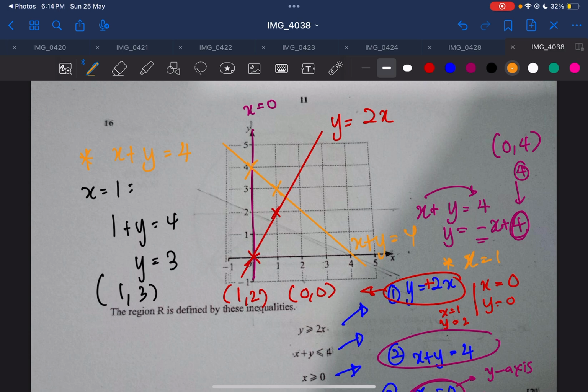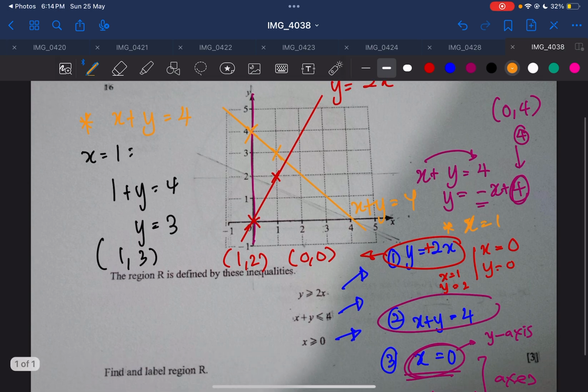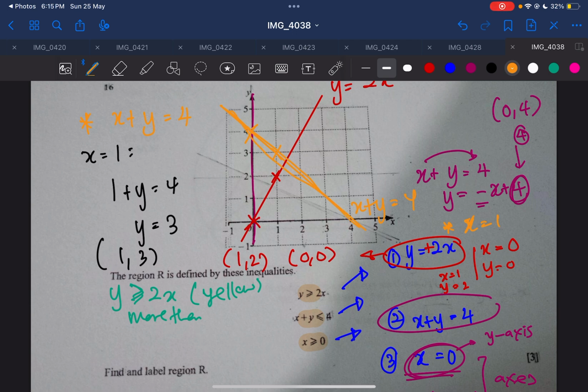Now after we identify the lines, then we look back at the inequalities given. First one is the inequality. It says that y bigger than or equal to 2x. Now focus on the yellow line. Okay, this is the yellow line. So if it's more than, you just read it as more than, look at the yellow line here, more than. So we have a direction. This is like a fence. This is the boundary.